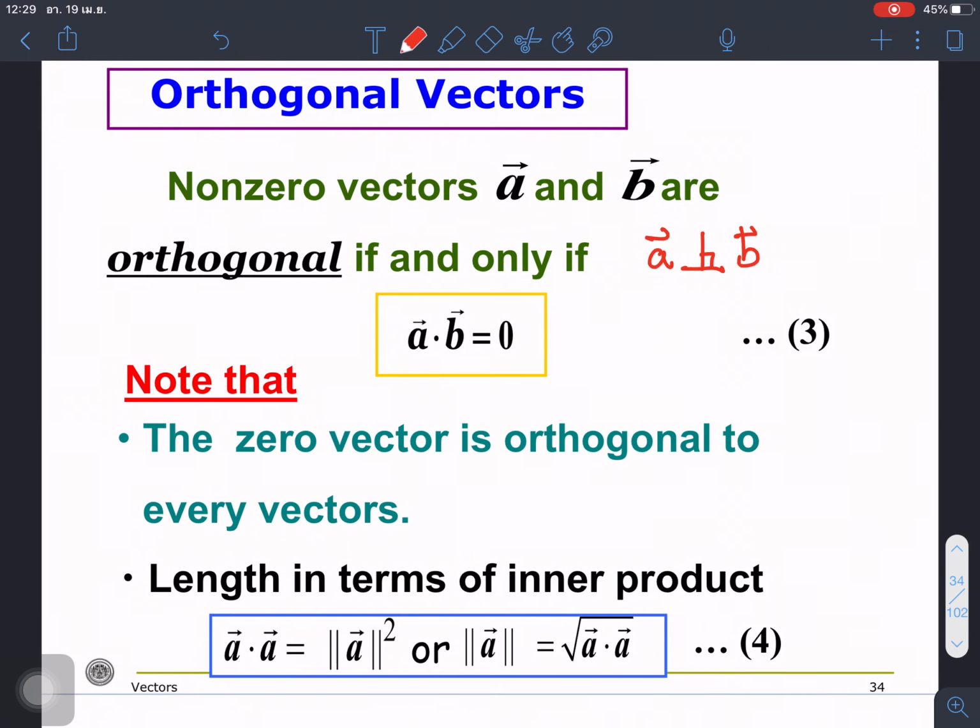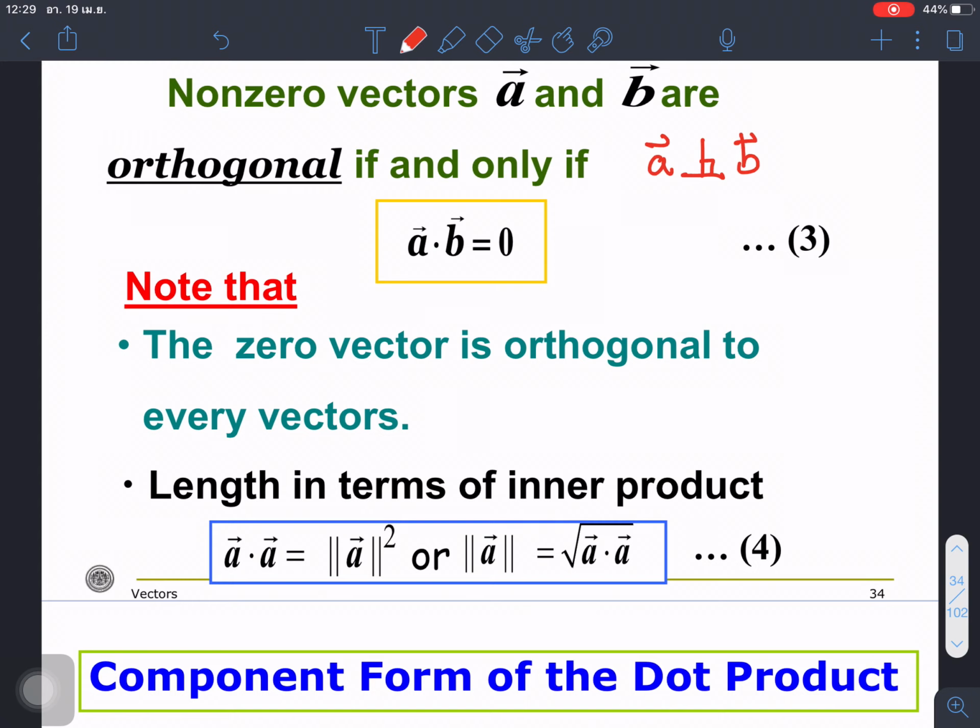From this definition, the zero vector is orthogonal to every vector. The reason is that if you do A dot 0 or 0 dot B, both of them are going to be 0.